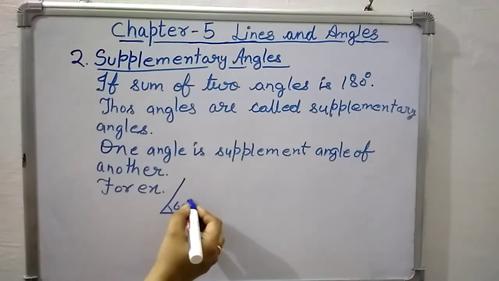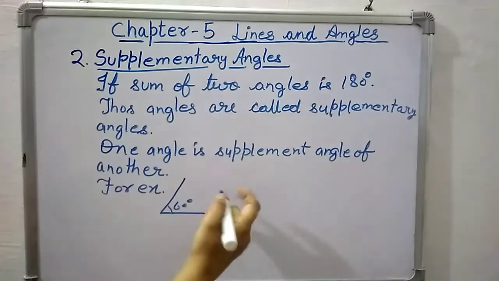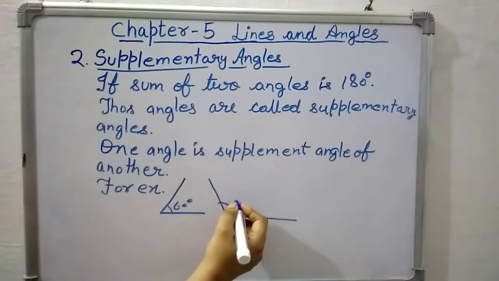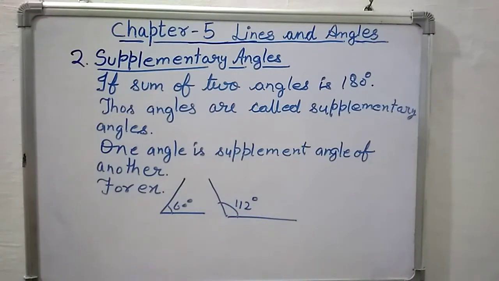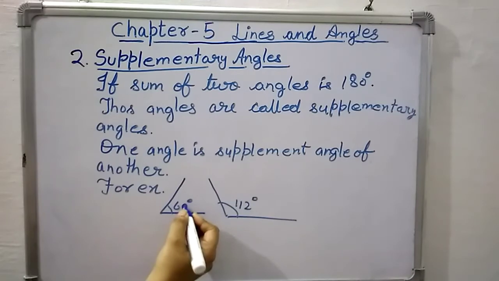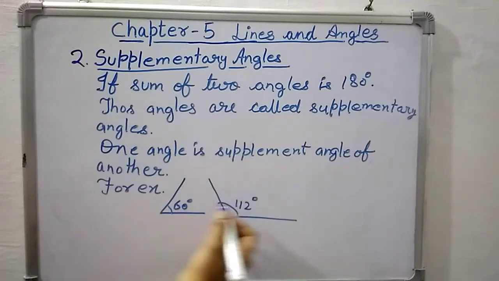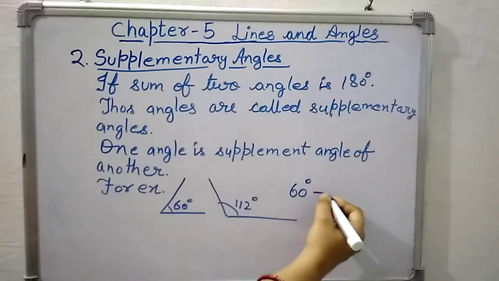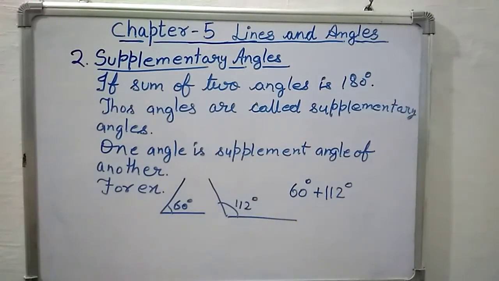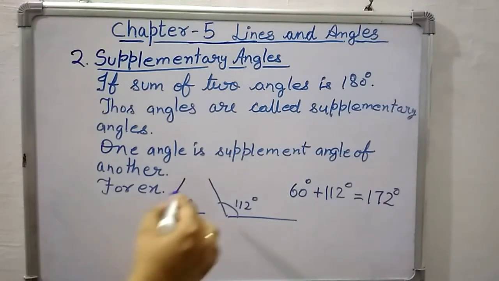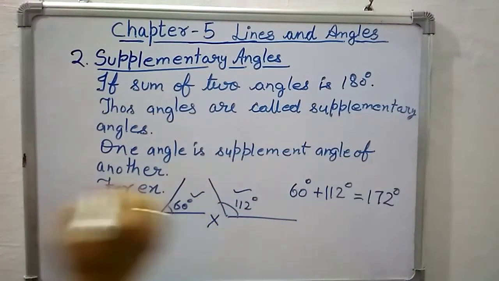If we have two angles, one is 60 degree and another is 112 degree, we need to find out whether they are supplementary angles or not. So what we'll do, we'll just add the value of these two angles. So add 60 degree and 112 degree. You get an answer as 172 degree, which is not equal to 180 degree. That means these two angles are not supplementary.